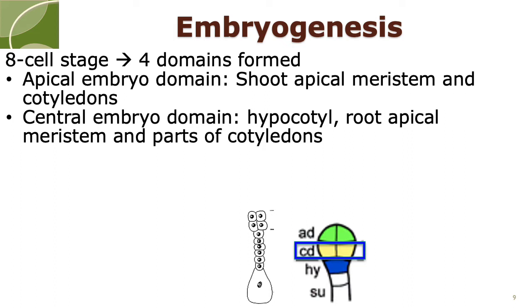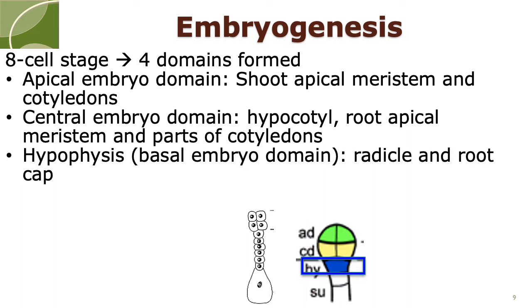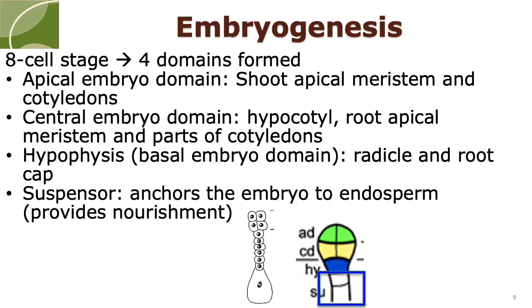And this is the part that's going to have the hypocotyl, the root apical meristem, and parts of the cotyledons. The hypophysis is the one that's below the central embryo domain, and the hypophysis can sometimes also be called the basal embryo domain. It is the one that forms the radicle and the root cap.